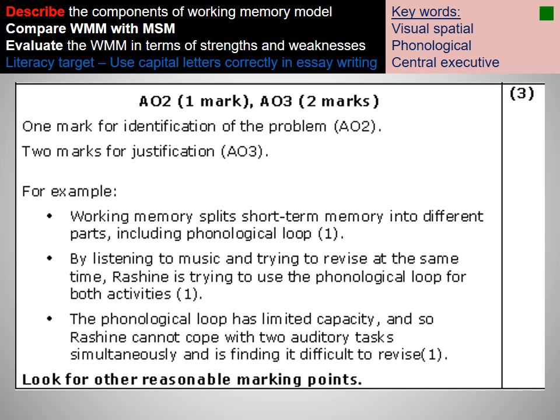If we look at the mark scheme for this, it's only a 3-mark question, and it wants 3 quite simple basic points. For example, outlining that the working memory model splits the short-term memory into different parts, including the phonological loop. But by listening to music and trying to revise at the same time, Rasheen is overloading the phonological loop because she's trying to use that to complete 2 activities at the same time. Because the phonological loop has limited capacity, Rasheen can't cope with 2 auditory tasks at the same time, and therefore she finds it difficult to revise. Nice and simple, straightforward, 3 marks.